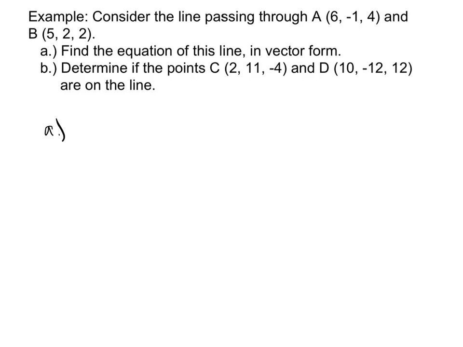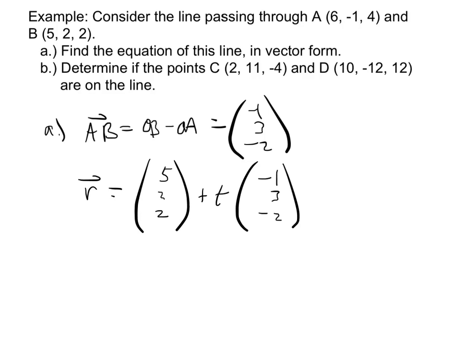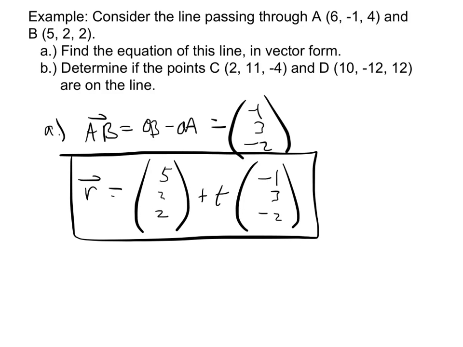So to find the equation of this line, I need a directional vector. Vector AB we'll get by doing OB minus OA. That vector will be negative 1, 3, negative 2. So that means the equation of this line will be r equals a point on the line. You can pick either one you want. I'm going to go with 5, 2, 2 because they're all positive, plus t times negative 1, 3, negative 2. If you decided that you wanted to use this other point, that's absolutely fine. There's nothing wrong with it. So this is one of the correct answers for A.